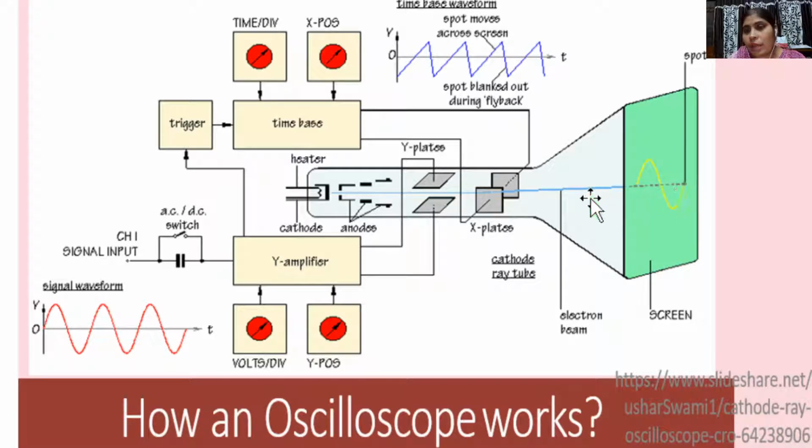So the electrons give their energy to the phosphor atoms which are coated on the screen. The valence electrons of the phosphor atoms take the energy from the electrons and come out from their valence band, but after some time they come back to the valence band, and when the electrons of the phosphor come back to the valence band, they emit their excess energy in the form of light. So in this manner the wave is displayed on the CRO.